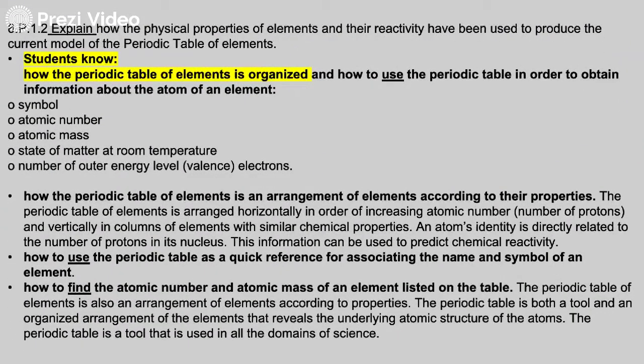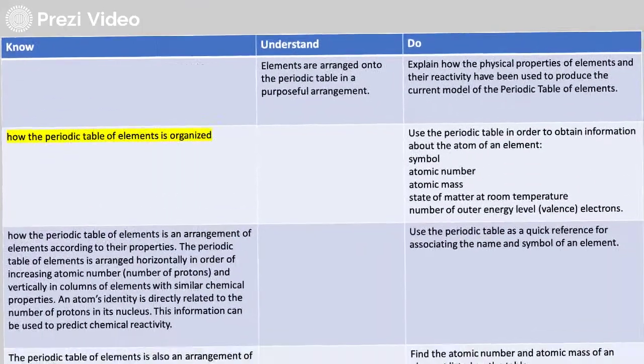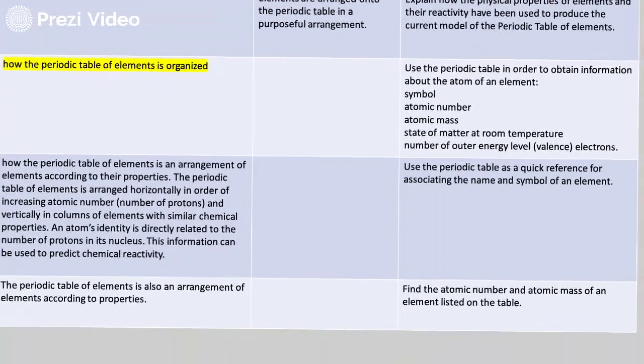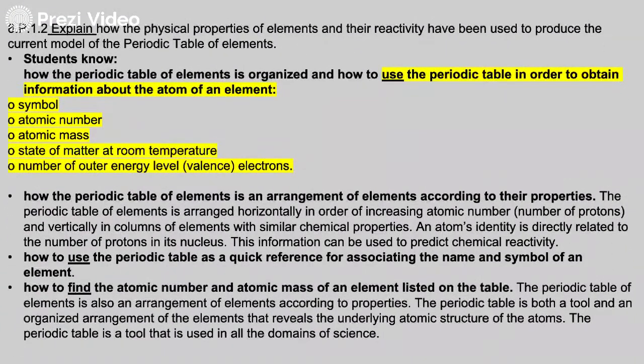Next, we have students know how the periodic table of elements is organized. So again, I can copy and paste that into the know column. The next one is a little tricky. It says students know, but then it goes on to say how to use the periodic table. This is an action, and I can copy and paste it into the do column.